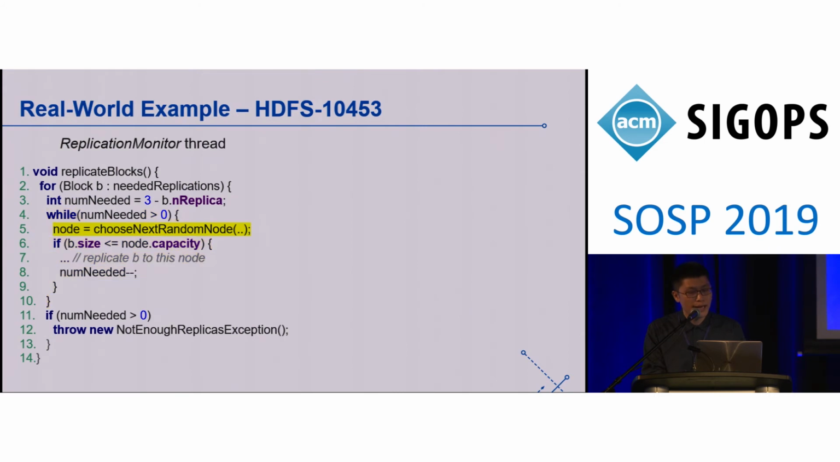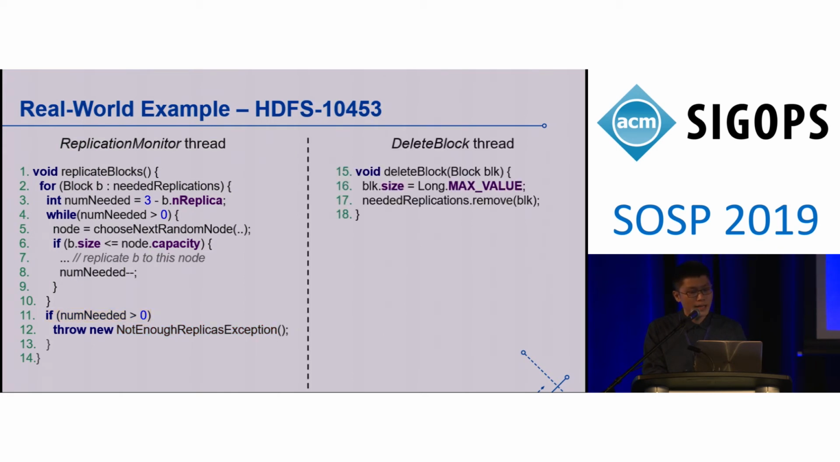Inside this inner loop, it enumerates nodes from the cluster and checks if the node's capacity is larger than the block size. If so, it will replicate the block and decrement the number of needed replicas. In normal cases, after this loop, the number of needed replicas should be 0. If not, it will throw an exception. In this failure, there is a data race. There's another thread, the delete block thread, that is executed whenever the user is deleting a block. It first sets the block size to be the max of long before it deletes it from the needed replication queue.